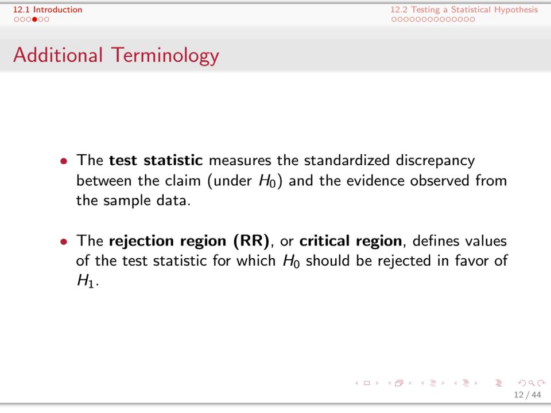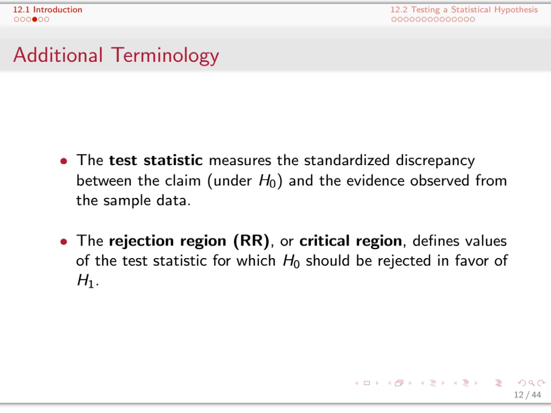Before we can discuss the entire framework associated with a statistical hypothesis test, what we need to do is to introduce a few more terms. In particular, the first term of interest is called the test statistic. This will be a value that we compute that measures the standardized discrepancy between the claim under the null hypothesis and the evidence observed from the sampled data.